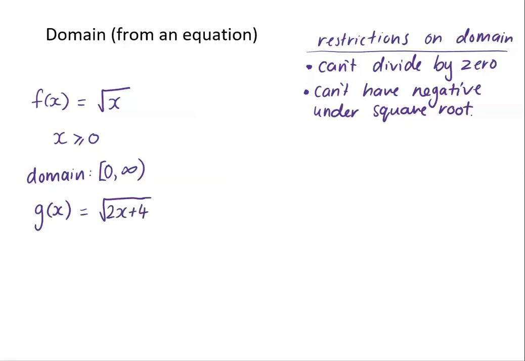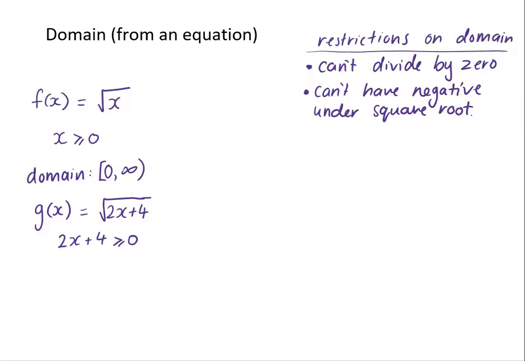Once again, we can't have a negative under that square root. So this whole part of the function, the little expression under the square root, has to be positive. So we set that as greater than or equal to 0. 2x plus 4 has to be bigger than or equal to 0. And once again, we can treat this greater than or equal sign just as a normal equal sign. Ignore it, work like we normally would solving equations, and then we can go back to it at the end.